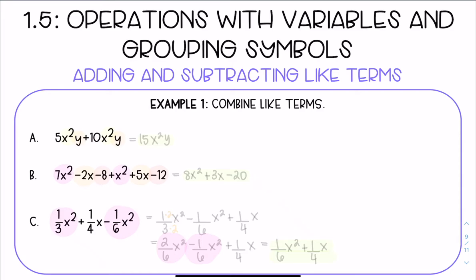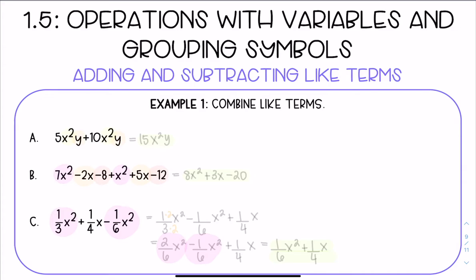In section 1.5, we talk about operations with variables and grouping symbols. So we're going to look at adding and subtracting like terms. So example number 1, we want to combine like terms. We have 5x squared y plus 10x squared y.